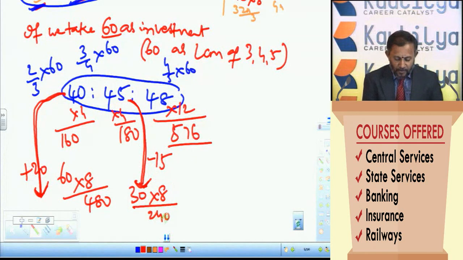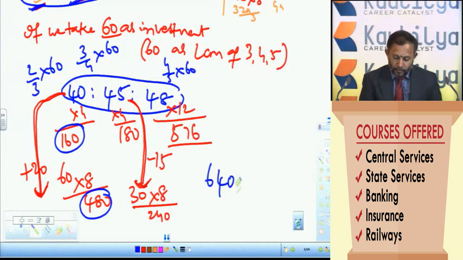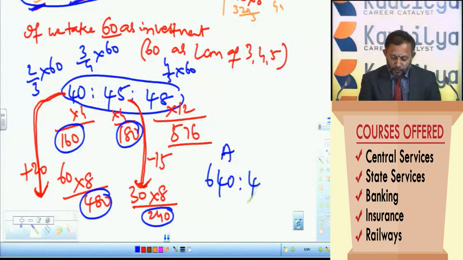So here what you have to observe is the total investment of A for the first 4 months is 160, for the last 8 months is 480, and the sum of these two is 640. That is about A. Next, B. For the first 4 months, the investment of B is 180, and for the last 8 months it is 240, and the total value is 420. Next, regarding C, there is no change in the investment of C. It remains constant for 12 months, so 576.